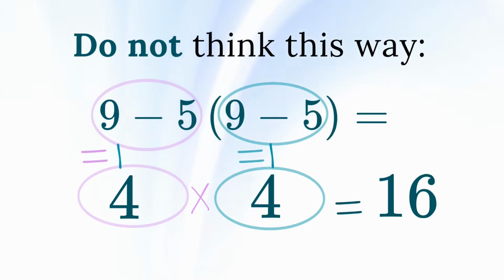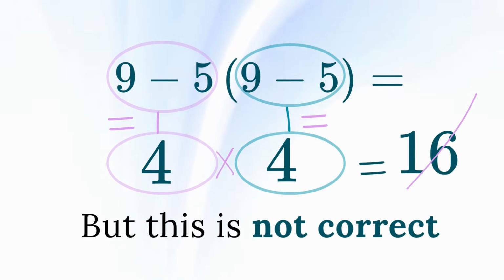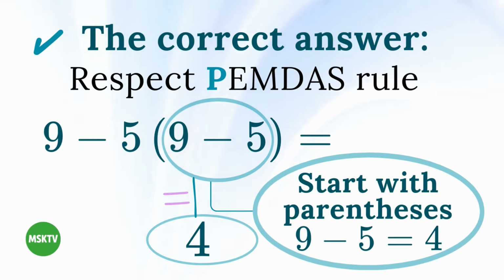Good! Some students think the answer is 16 because they think 9 minus 5 is 4, and then 4 times 4 is 16. But this way of thinking is not correct. In math, we must follow the correct order of operations. So always respect PEMDAS. That means we always start by calculating what is inside the parentheses.